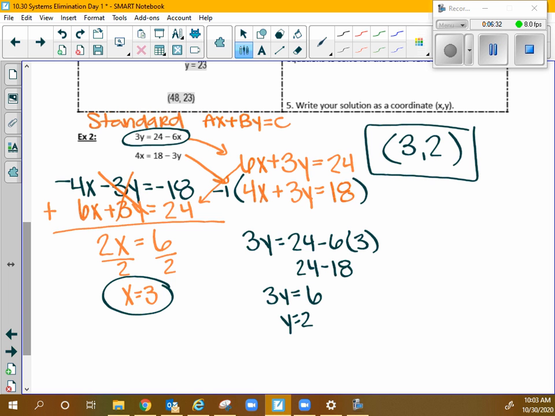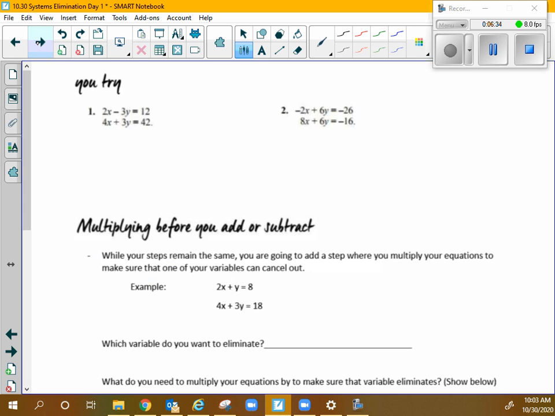Okay. All right, go ahead and flip over. We're going to try another one together, and I'm going to let you guys try one on your own. We're going to do number 2 together. What variable, it's already lined up, right? So some of my work is already done. What variable, when you look at that equation, do you guys want to cancel out?